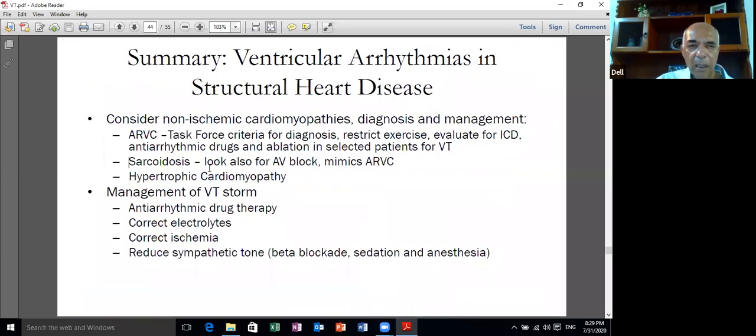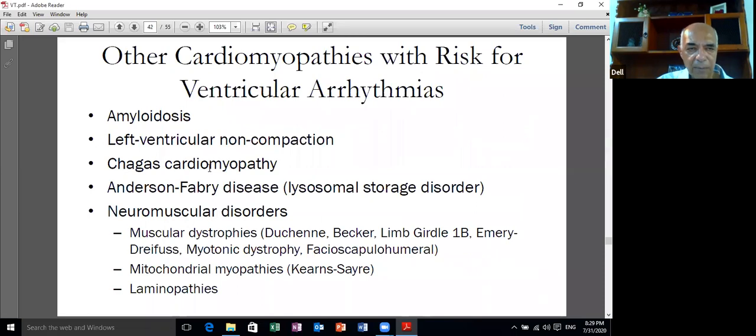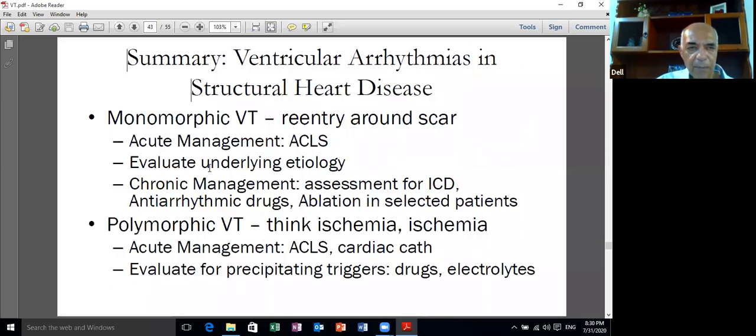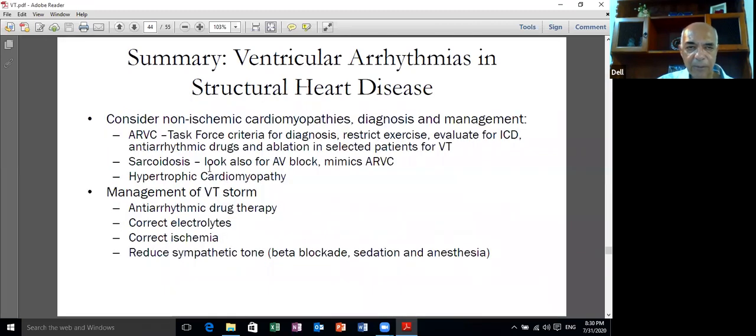So, a summary of the second part of the ventricular arrhythmias that complicate structural heart disease: consider non-ischemic cardiomyopathies, and we concentrate on management of the scar-related ventricular tachycardia. Consider monomorphic ventricular tachycardia if they have a re-entry around the scar, and for polymorphic ventricular tachycardia, think about ischemia as the primary etiology and try to revascularize these patients.